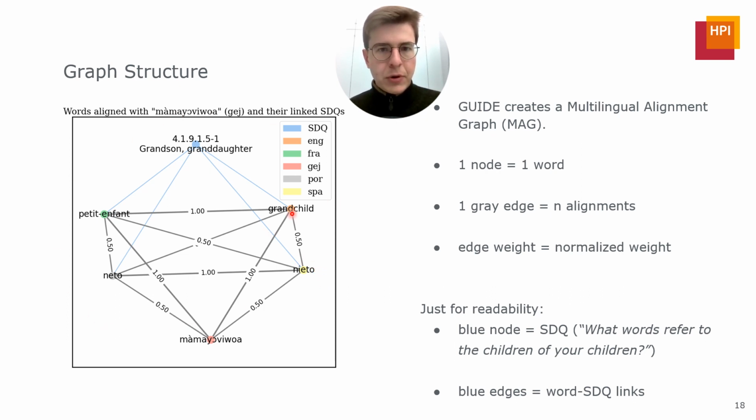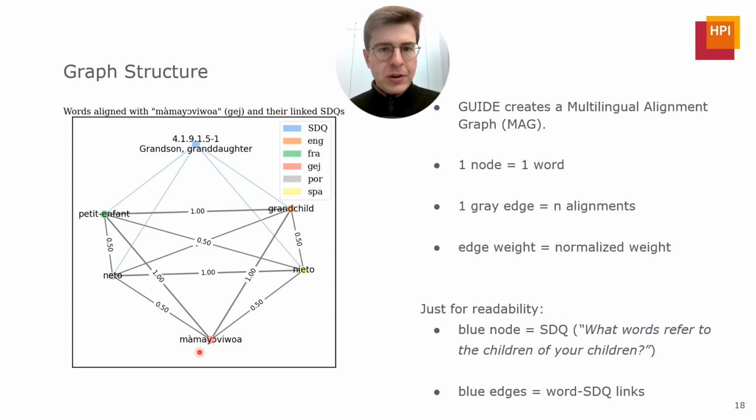You can see the word grandchild and its aligned words in French, Spanish, Portuguese, and Minagen. The adjoids have been normalized. The blue node at the top is not a word, but a semantic domain question to which 4 of the words have been linked. The question is, what words refer to the children of your children? There are 4 word semantic domain question links because these 4 words are from development languages, while the Minagen word Mama Yowayoa is from a zero-shot evaluation language.